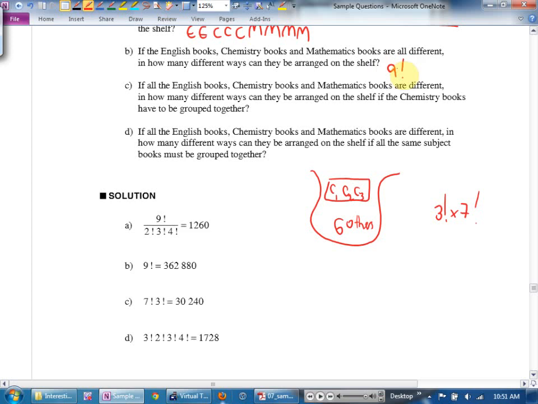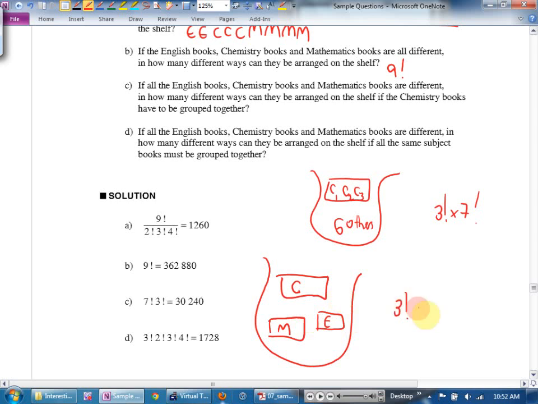How many ways if all the same subject books must be grouped together? So you have a chemistry Scrabble tile, a math Scrabble tile, and an English Scrabble tile. How many Scrabble tiles do you have grand total? 3. However, how many chem books are there? 3 of them, so you can mix them up that many ways. How many English books are there? 2 of them, so you can mix them up that many ways. How many math books are there? 4 of them, so you can mix them up that many ways. Just did one like that.